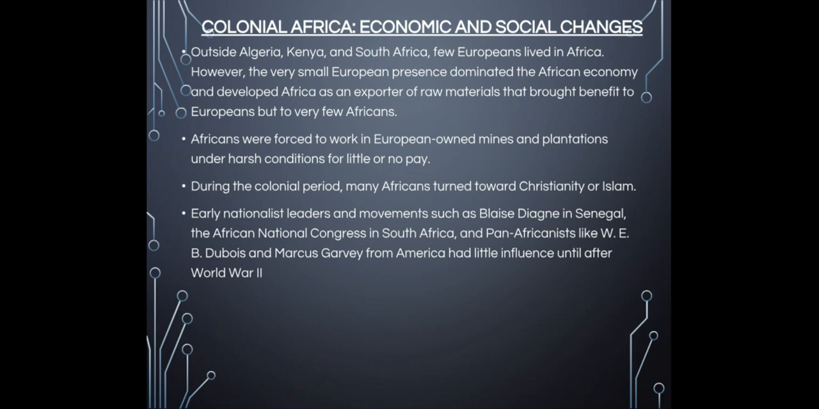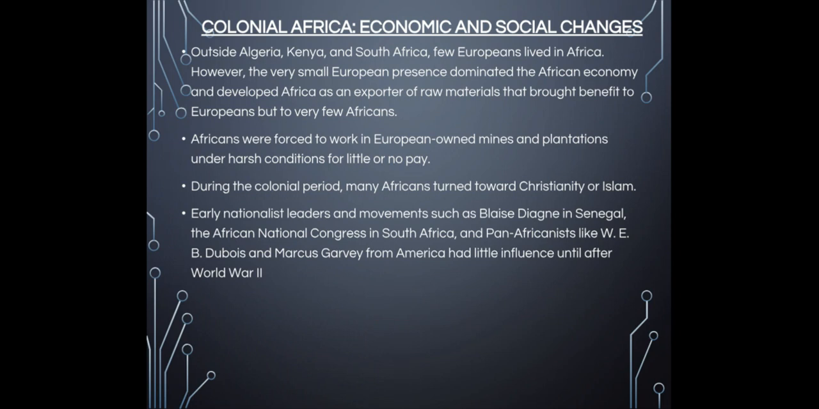In Africa and Southeast Asia, Western educated leaders began to challenge colonial authority. And that's what we're going to be talking about here. Outside of Algeria, Kenya, and South Africa, few Europeans lived in Africa. The very small number of Europeans who did eliminated the African economy. And they instead developed Africa as an exporter of raw materials that brought benefit to the few Europeans who were living there, but really not to any of the Africans who lived there.